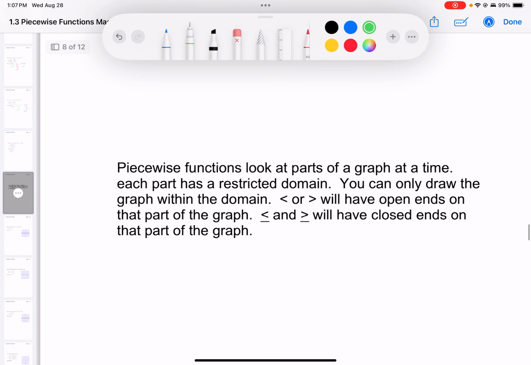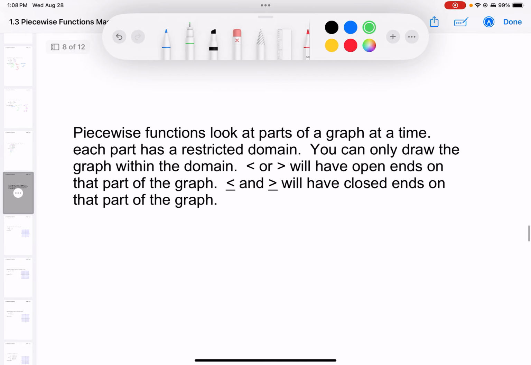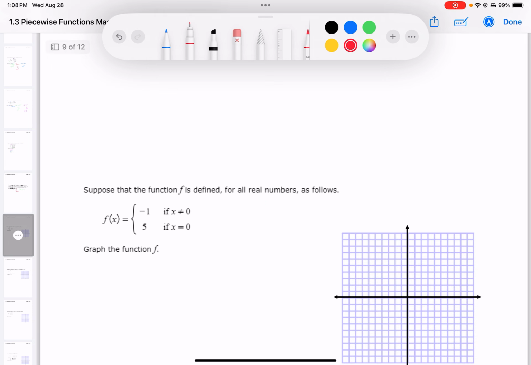Piecewise functions look at parts of your graph at a specific time, each part as a restricted domain. A domain is our x values, right? So domain is our left to right values. You can only draw the graph within the domain. And remember, if we have a greater than or less than, these are open circles. So let me get that. Open circles. And then here, because it's greater than or equal to, these are closed circles. That just has to do with when we're graphing.